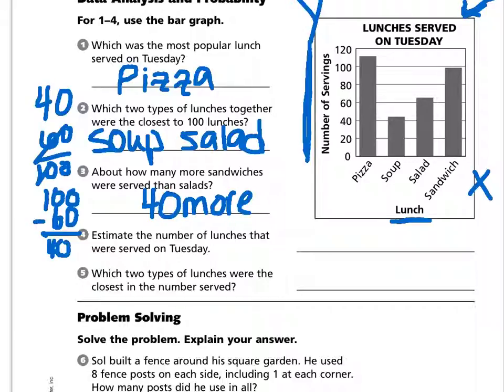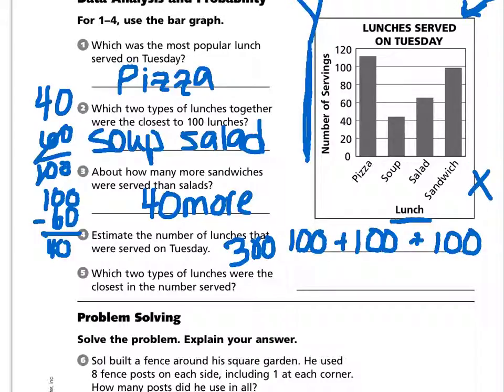Estimate the number of lunches that were served on Tuesday. Well, I know that together soup and salad would be about 100, plus the pizza, which is just over 100, plus the sandwich, which is just under 100. So altogether that would equal about 300 lunches.